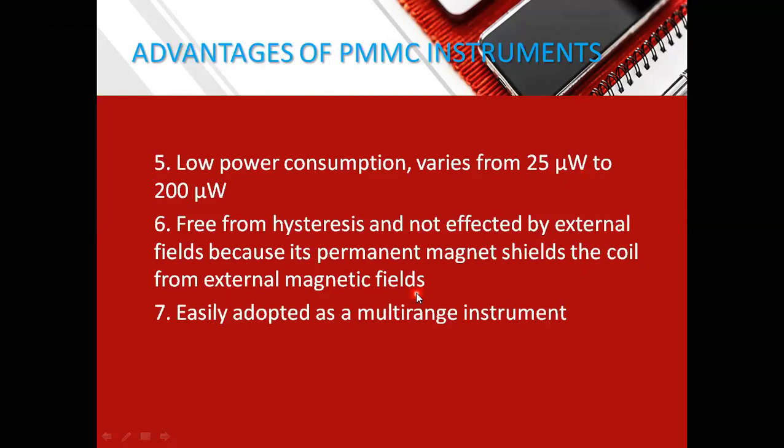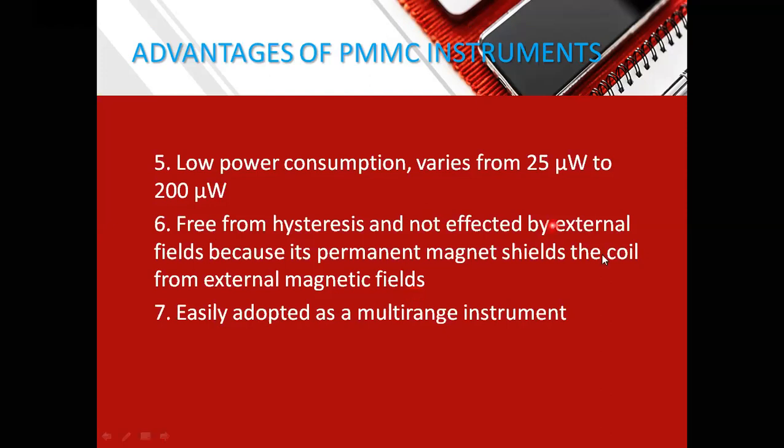First thing, hysteresis occurs only when the molecular magnets of the core get reversed. So hysteresis occurs when the molecular magnets of the core reverse. Because in this case, we use a permanent magnet and we have direct current given to the coil. Our PMMC is free from hysteresis.